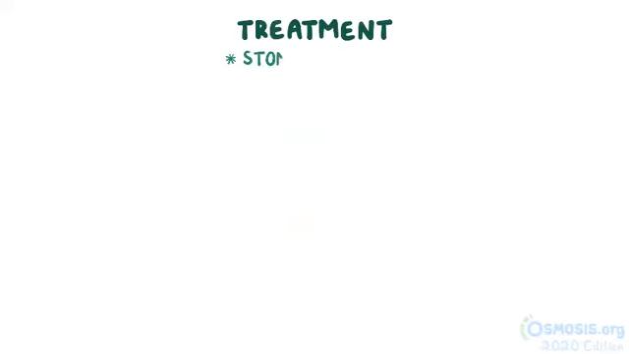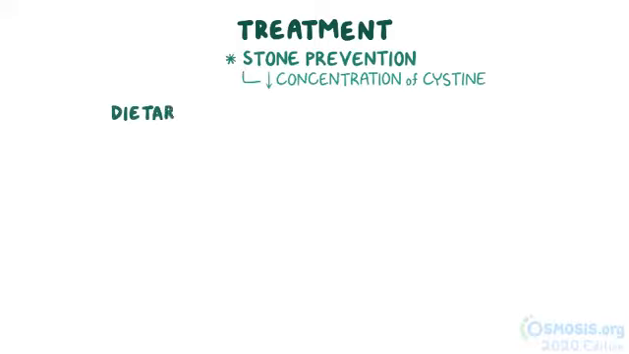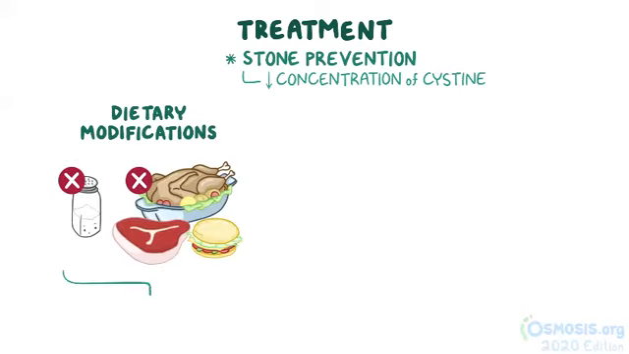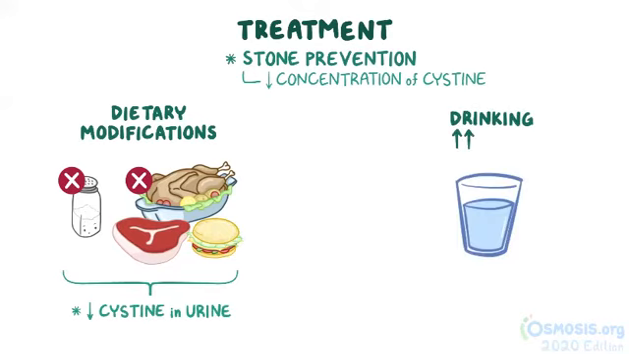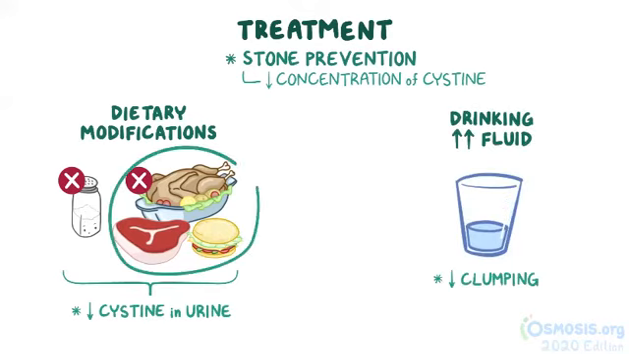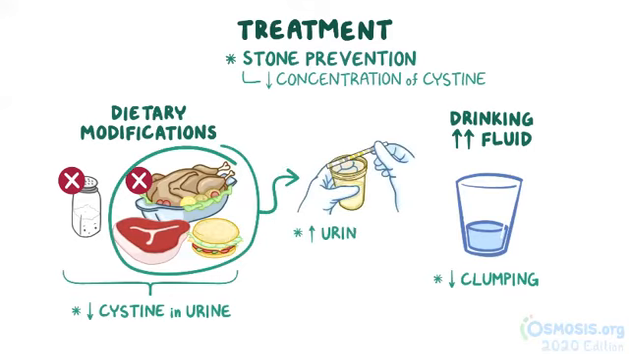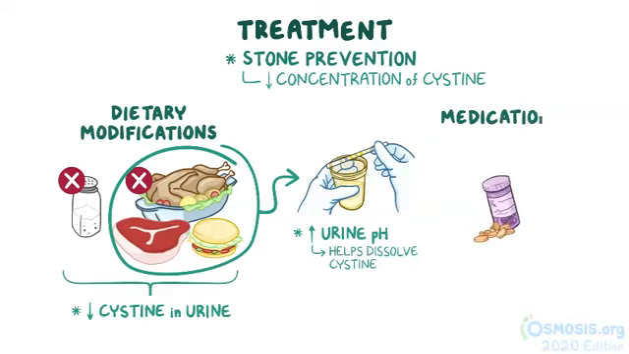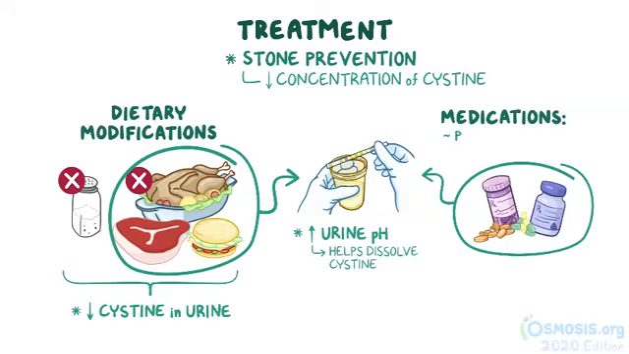Treatment is based on stone prevention by lowering the concentration of cysteine. Dietary modifications, like restricting the intake of salt and animal proteins, can help reduce the amount of cysteine in urine. Drinking large amounts of fluid throughout the day can minimize clumping. Restricting animal protein intake also makes the urine more alkaline, helping to dissolve cysteine. Some medications can also make urine more alkaline, like potassium citrate and acetazolamide.